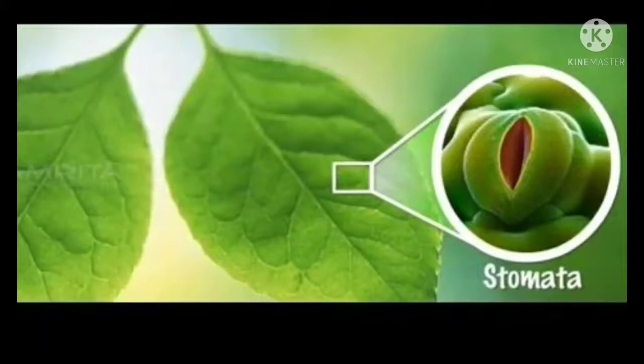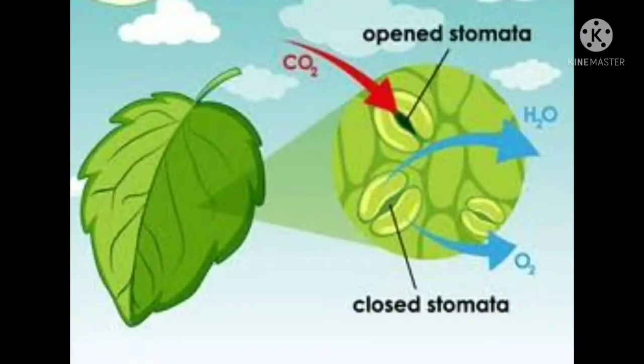Stomata. Children, the leaf has small minute holes which we cannot see without the help of a microscope. You cannot see them with our naked eyes. Leaf has very small pores which are called stomata. The lower surface of the leaf has more stomata. The upper surface of the leaf has less stomata.